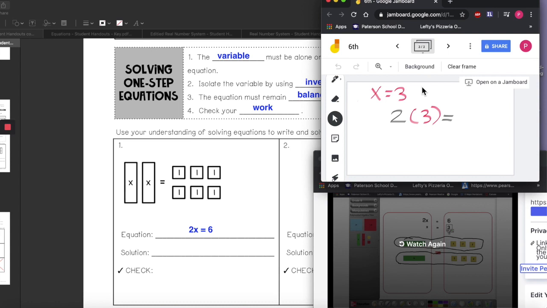Now, if you wanted to check your work, you could do that by substituting x, because remember, x equaled 3. So all I have to do is multiply 2 by 3, and I'm going to get 6. And if I got the same answer as the original, then I know my answer was right.